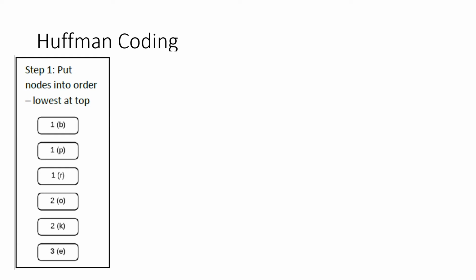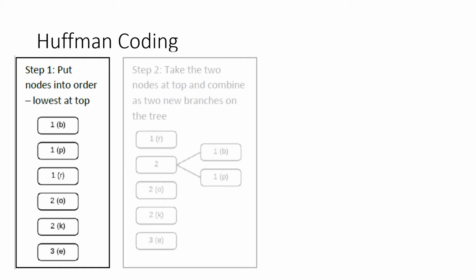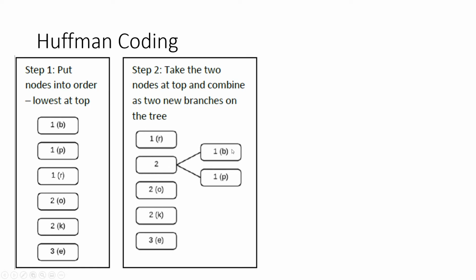We put these in order, right? 1B, 1P, 1R, 2 O's, 2 K's, 3 E's. We're going to look at these first 2 and combine them. And that's what we did here. 2 was 1B and 1P, that's what 2 was made up of. Then put them in frequency order again with the smallest at the top. So that 1R, where it was here, has now gone up to the top because that's the smallest frequency. Then there was the 2 that we combined, and then the 2O, 2K, 3E.